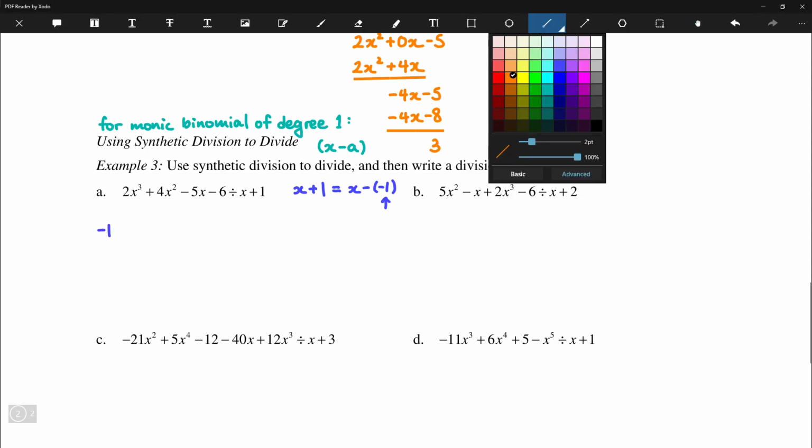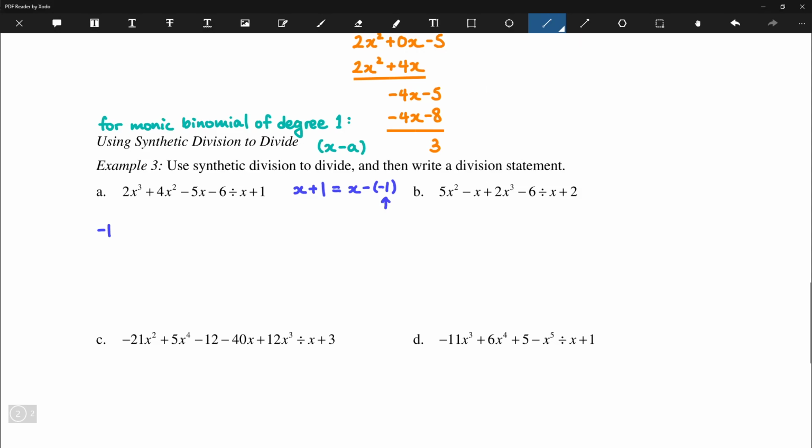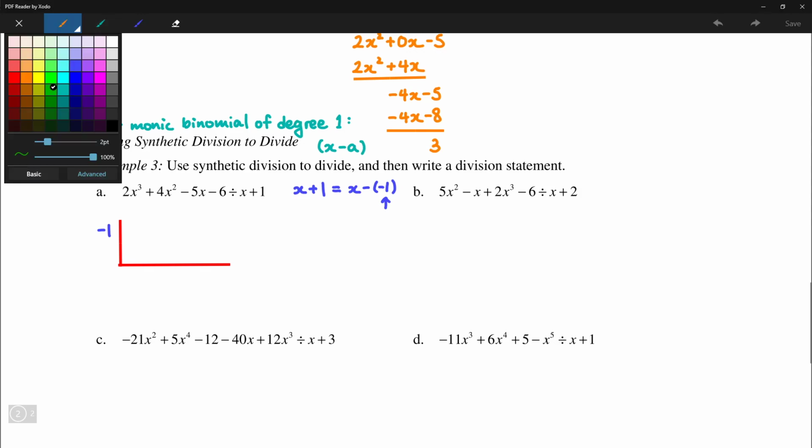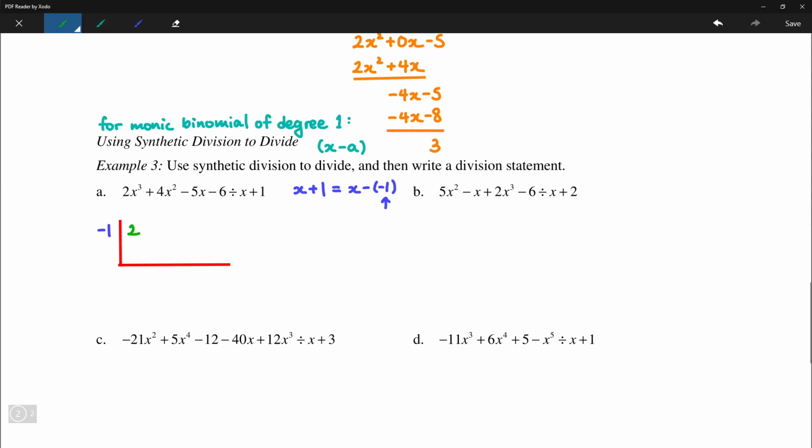And usually the next step is to set up a grid. So we'll do that. Something that looks like this. This would be quite sufficient. Now the next step is to write down the coefficients from the dividend. So in this case we have 2, 4, negative 5, and negative 6.